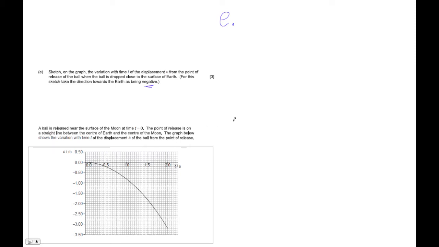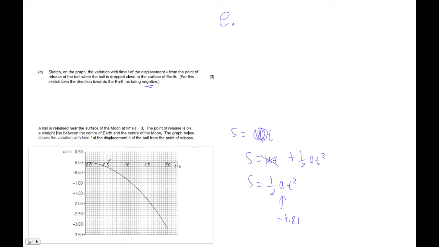I used, of course, the displacement. S is ut plus 1/2 at squared, right? The initial velocity is 0, so the displacement will be 1/2 at squared, and your acceleration will be negative 9.81. And then t is whatever you plug in. So just basically make a graph.